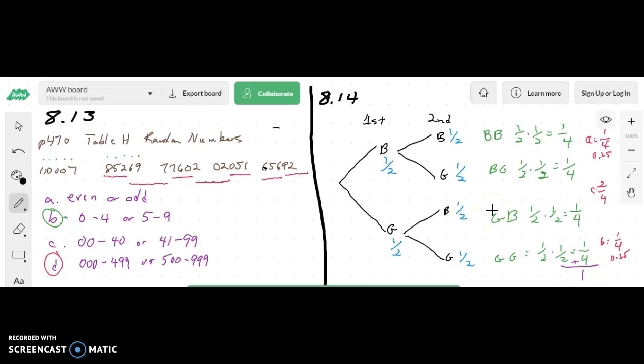8.14 leads right up to 8.15. You can just continue this tree diagram to one more child. So off of this, you're going to get branches for another boy and a girl, another boy and a girl, and so on. Thank you.